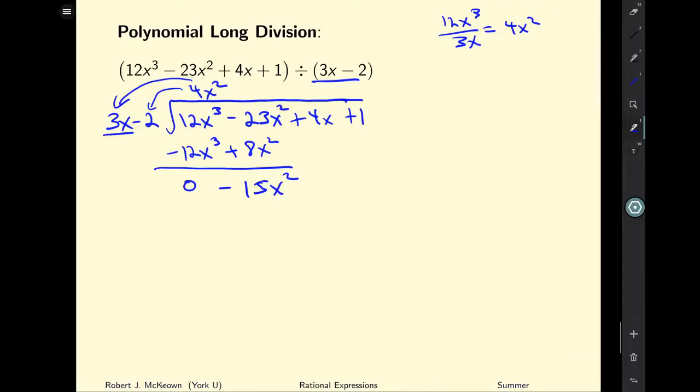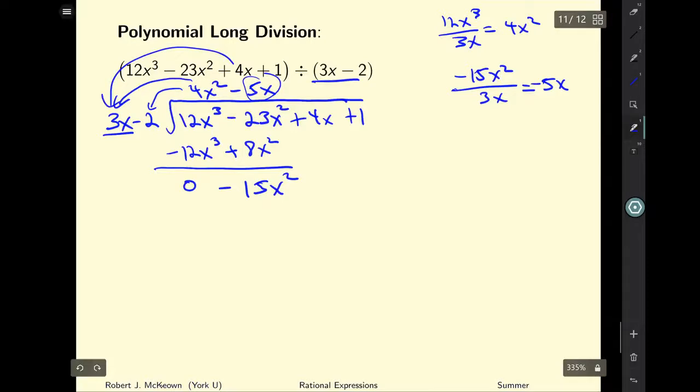Now, how many times does 3x go into negative 15x squared? Well, I'll write up here, negative 15x squared divided by 3x is going to be negative 5x. So I'll write negative 5x up here, multiplied by this thing. I don't want to forget my negative sign. I'm going to get plus 15x squared, because a negative and a negative is a plus. That gives me 0. What about the next term?